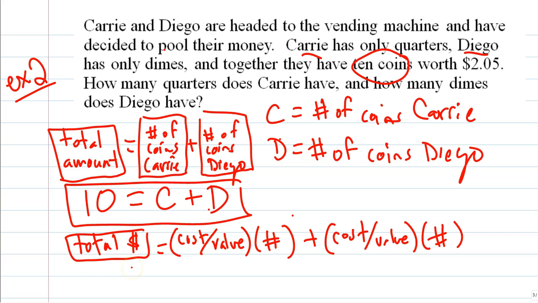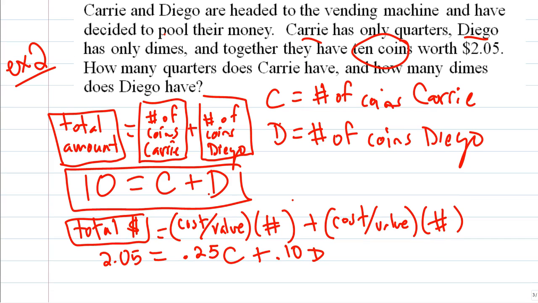We have the total dollars. That's $2.05. Well, what's the cost? What's the value of Carrie's coins? Well, Carrie has quarters, so her value is 0.25 times how many coins does Carrie have? C. Plus, Diego has dimes, so that would be a value of 0.10 times D. So basically multiplying their amount times their value gives us the total they have together, $2.05.